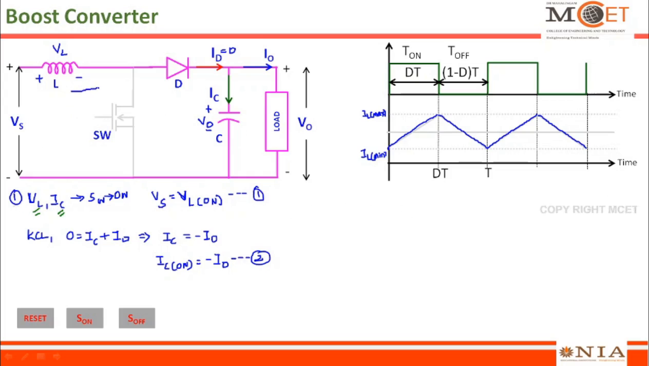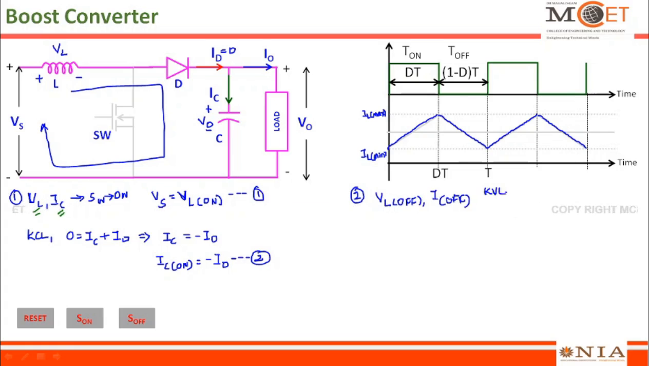So now I want to apply Kirchhoff's voltage law for this entire loop, because this switch is in off condition. So the current will be flowing in this direction. For the second part of the derivation, I am trying to calculate VL off and IC off. This is what I am trying to calculate, IC off and VL off.